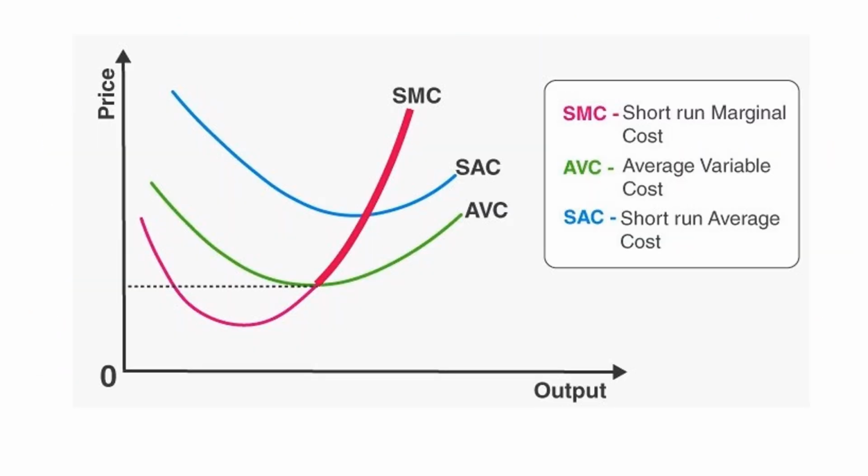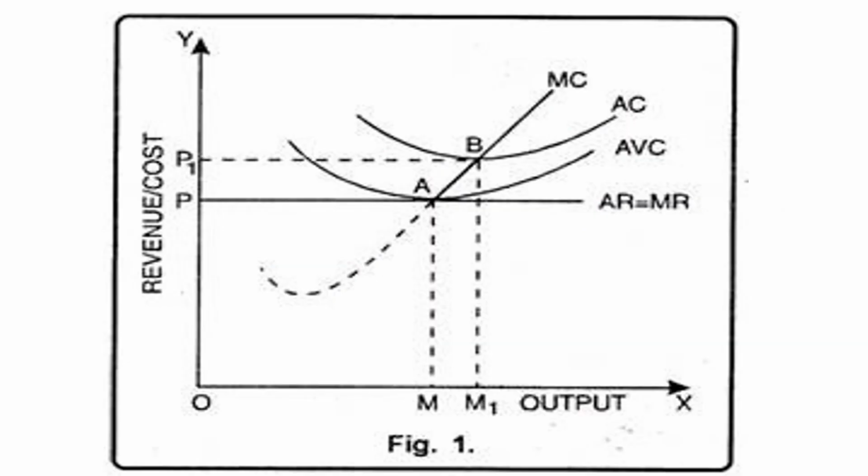This chart clearly explains the movement of the short-run marginal cost curve, short-run average cost curve, and average variable cost curve. It also explains average revenue and marginal revenue.